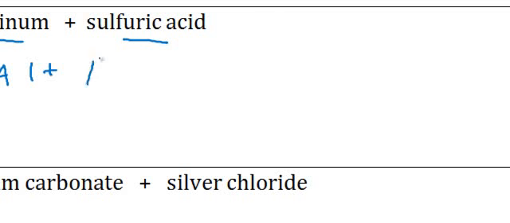Alright, let's do the next one. Here we have an element in a compound. So again, this is going to be a single replacement. So I have aluminum plus sulfuric acid.